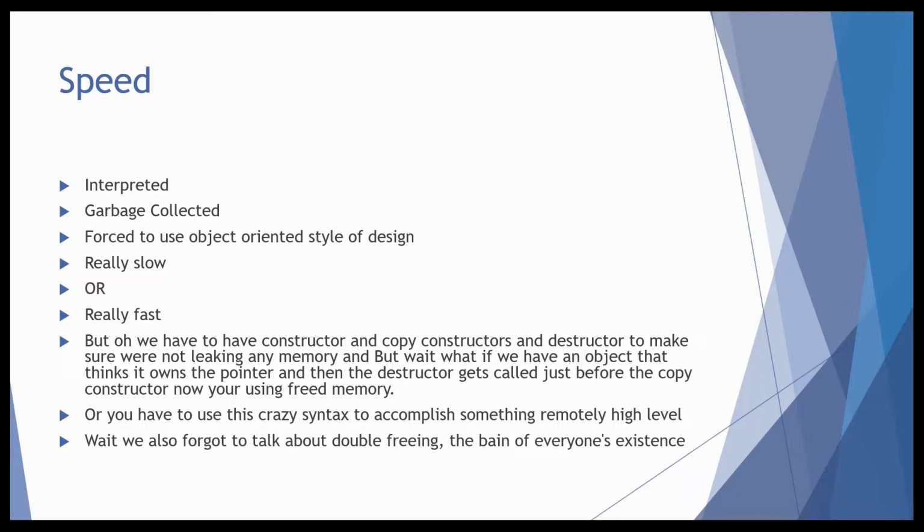What if you have some object that's a structure and you pass it to some function, but that object has a constructor? First of all, you have to create the constructor to construct the object. Then you have to have copy constructors, so you can make sure that all the data is being processed and you're giving all the pointers to the right addresses and stuff like that. And then you also have to make a destructor to make sure you're not leaking any memory whenever the object gets out of scope. But what happens if the object that you pass into that function thinks that it owns the pointer, but then the destructor gets called on the object before the copy constructor, and now you're using freed memory that's pointing to an invalid heap?